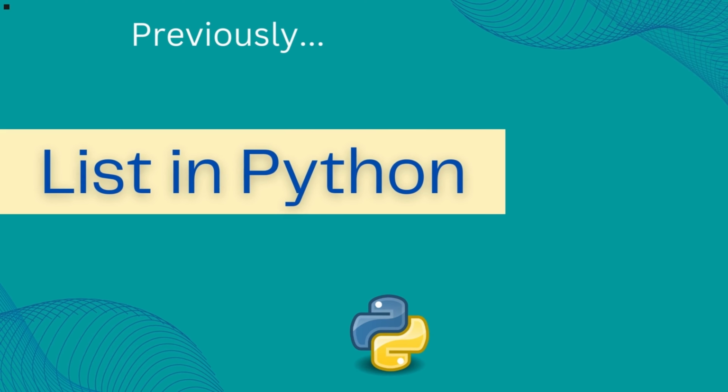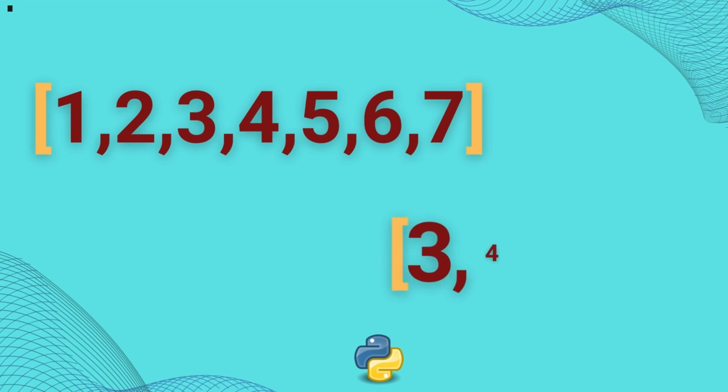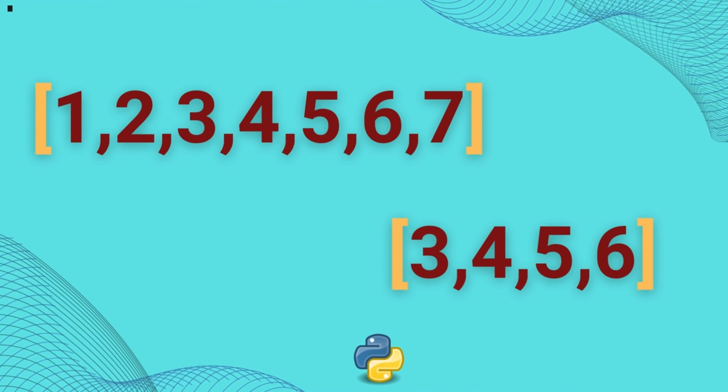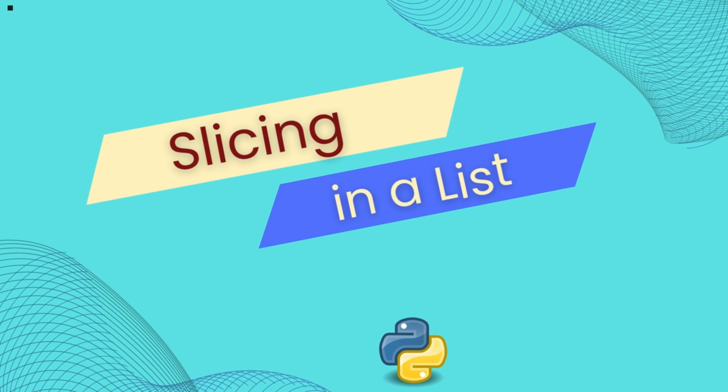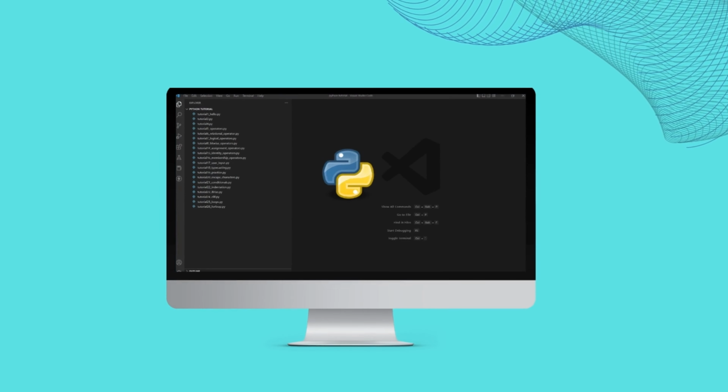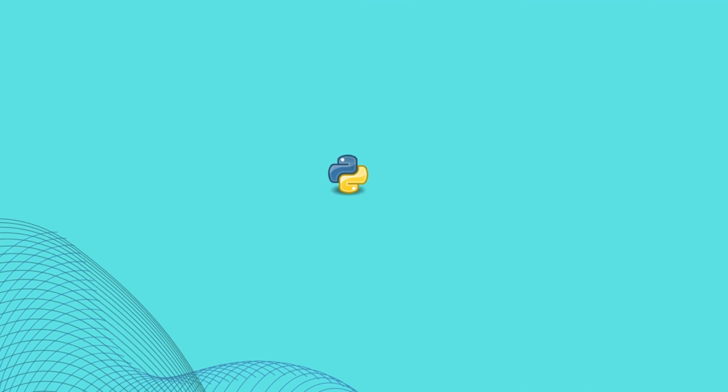Previously we have discussed lists in Python. In order to access some particular range of elements from a given list, we use list slicing. In this video we are going to learn how we can perform slicing in a list. Let's get into the computer screen and get started.